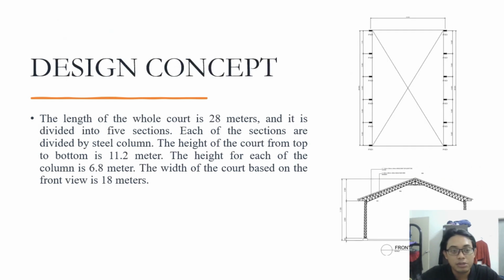So for the design concept, the length of the whole court is 28 meters and it is divided into 5 sections. Each of the sections is divided by a steel column. The height of the court from top to bottom is 11.2 meters. The height of each column is 6.8 meters. The width of the court based on the front view is 18 meters.